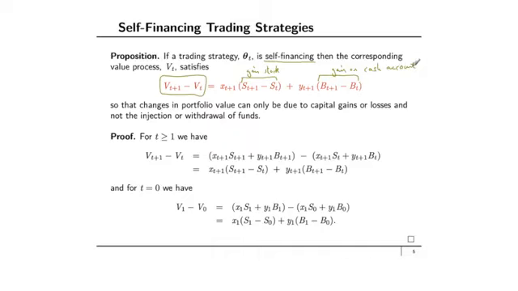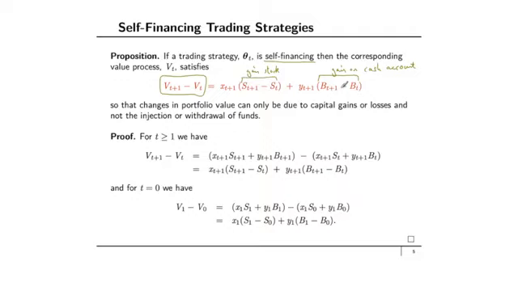So all this is saying is that if a strategy theta t is self-financing, then the gain on the portfolio is equal to the number of stocks held times the gain on the stock plus number of units of the cash account times the gain on the cash account. So in particular, changes in the value of the portfolio can only be due to capital gains, so gain in the stock or gain in the cash account, or capital losses, and not the injection or withdrawal of funds. In other words, nobody is injecting funds into the portfolio at time t or t plus 1, and nobody is withdrawing funds from the portfolio at times t or t plus 1. So all the changes in the value of the portfolio are coming from capital gains or losses on the stock and cash account. And it's actually easy to check this result.